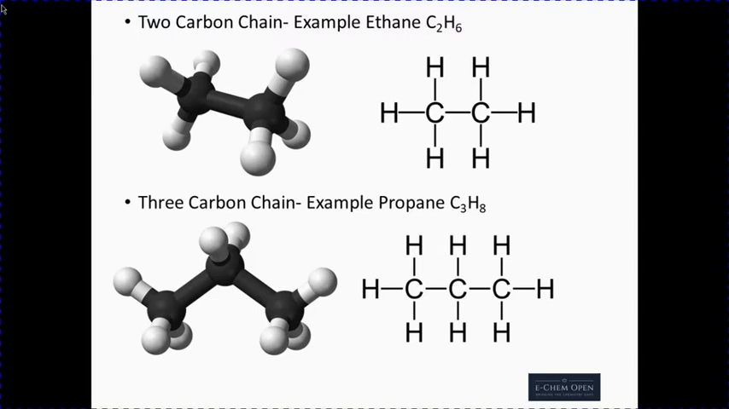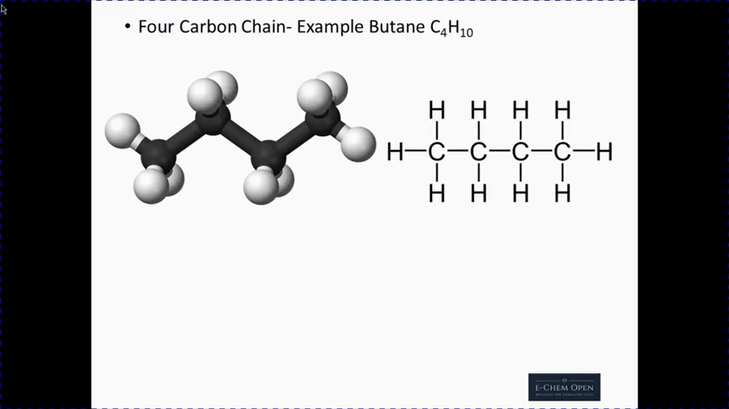Three carbon chains. For example, propane, C3H8. And finally, four carbon chains. For example, butane, C4H10.